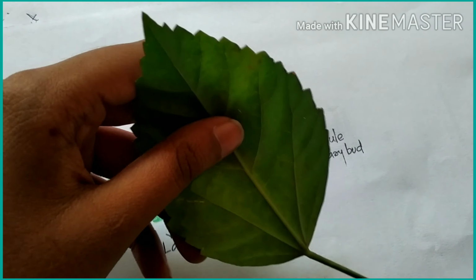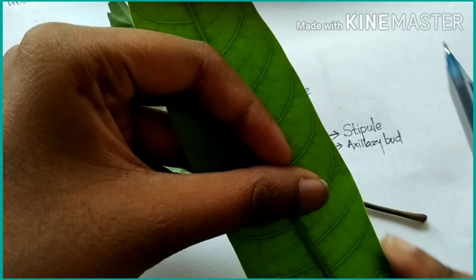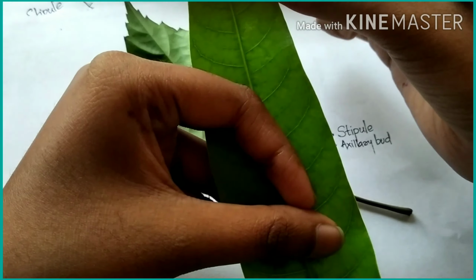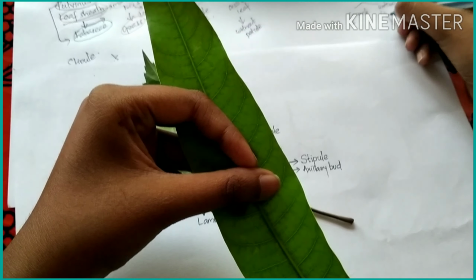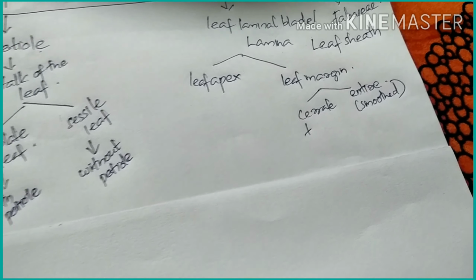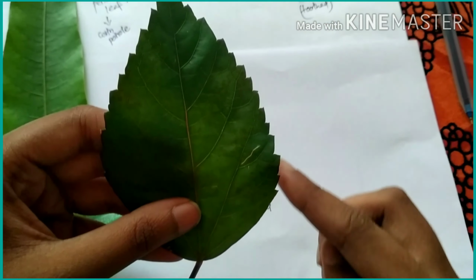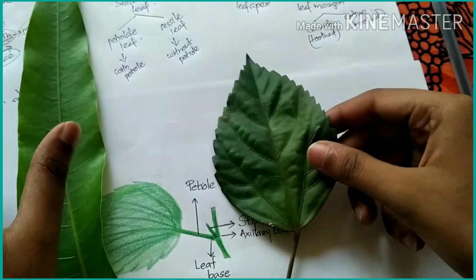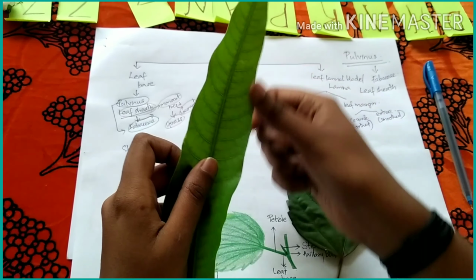At the same time, the leaf of Mangifera indica, that is mango, has an entire leaf margin, which has the appearance of a smooth leaf margin. Here you cannot see a structure similar to hibiscus leaves. This is an example of a leaf with a serrate margin, that is the toothed margin, and this is an example of a leaf with the entire or smooth margin.